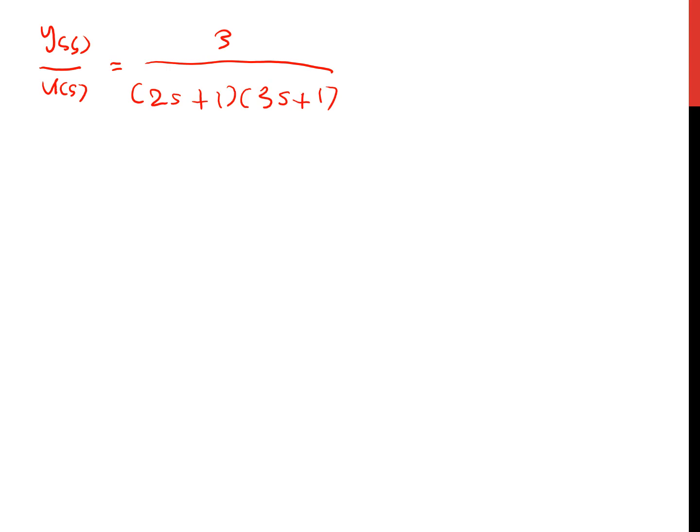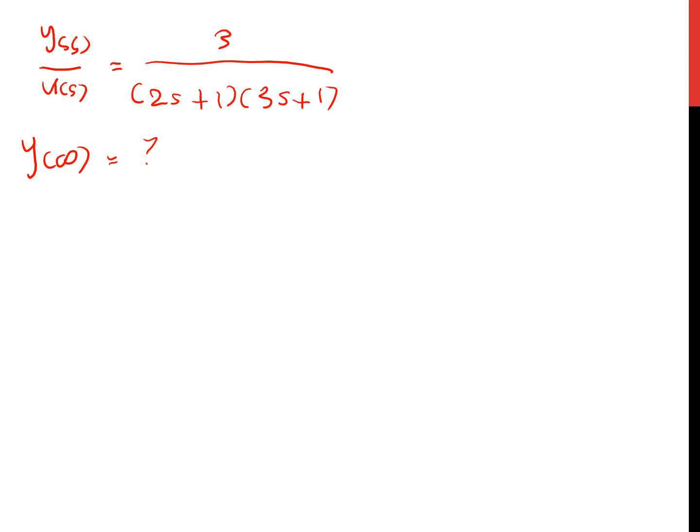So let's take a look at an example of the final value theorem. Let's say I have Y(s) over U(s) equal to 3 over (2s plus 1)(3s plus 1). So what is my y infinity? Previously we could do the inverse Laplace to solve this problem and put the value of time equal to infinity and get the final value.